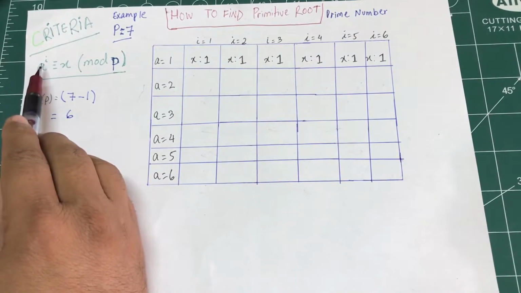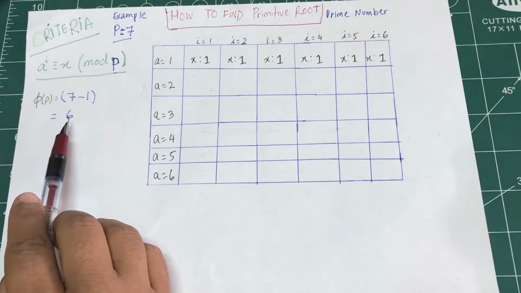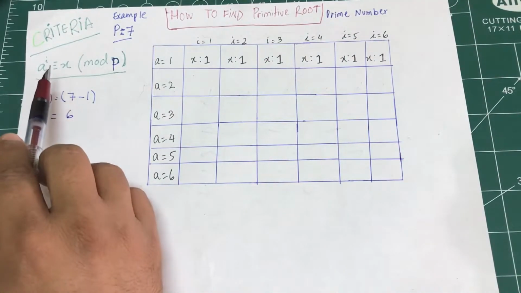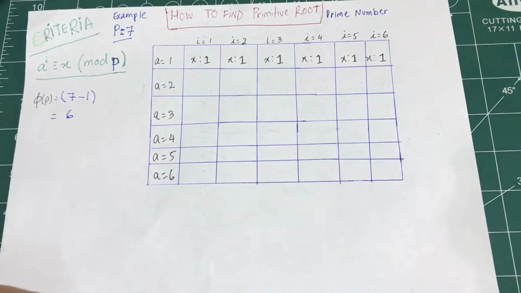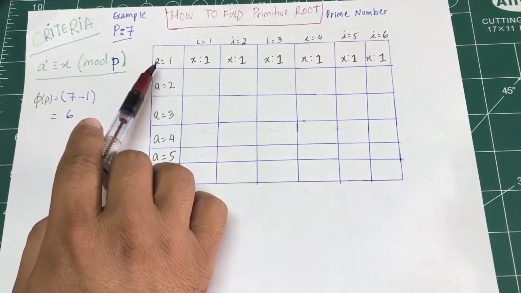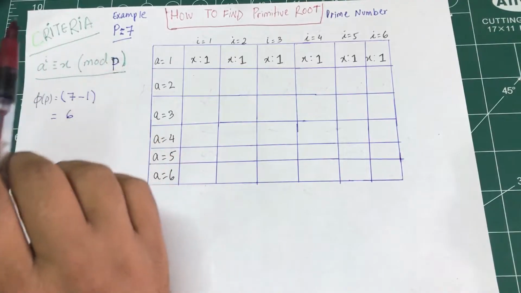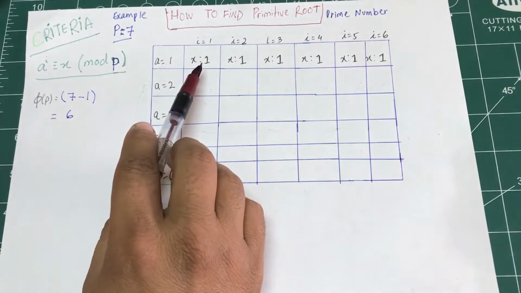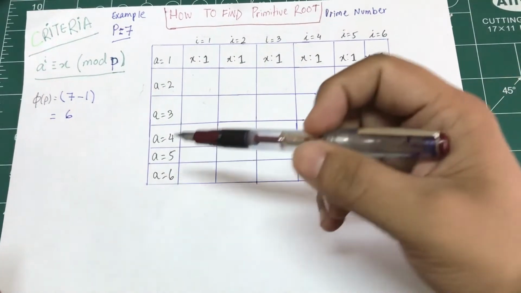So the checking criteria is that we check every single number. In place of i, we're going to use 1, 2, 3, 4, 5, 6, because that's what my Euler totient function is. And a is going to range from 1 up to 6, because our prime number is 7. I already solved 1 for you because 1 is quite easy. So here's what we're doing.